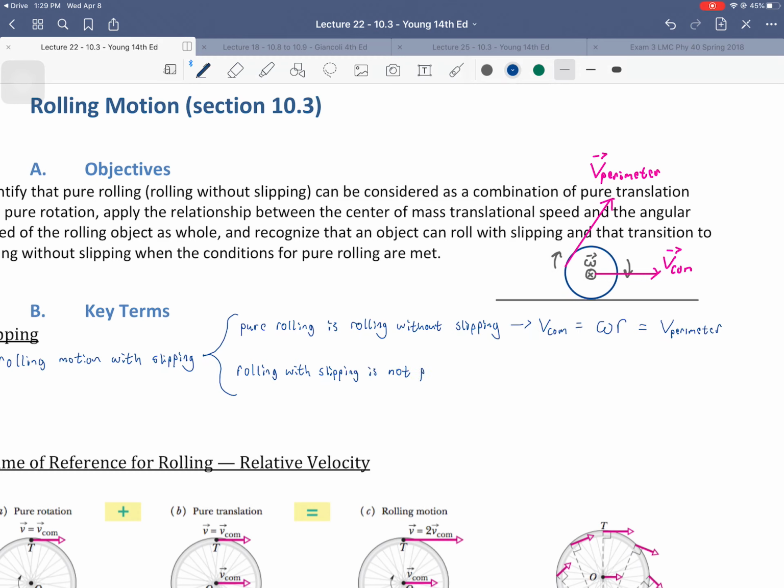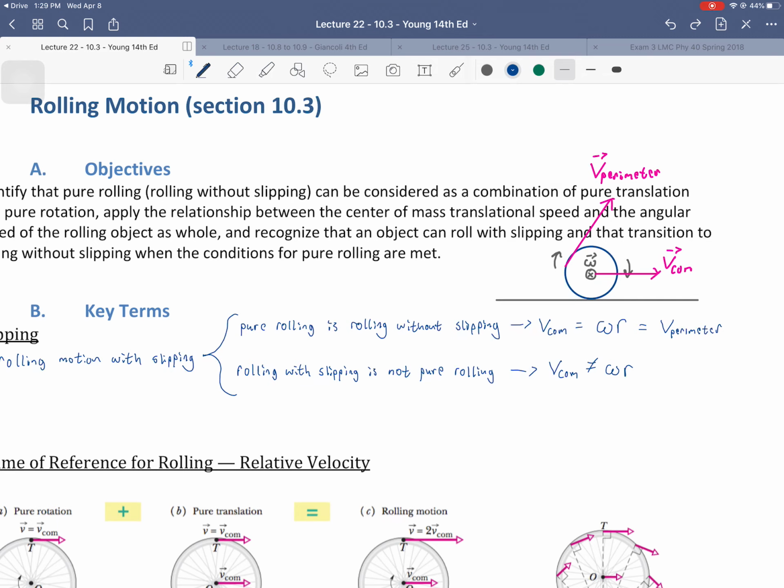Rolling with slipping is not pure rolling. So any rolling that is not pure rolling would be rolling with slipping. And in that case, v com, the translational velocity of the center of mass, in magnitude, does not equal omega r. Why might that be? Well, this could be an object that has a translational velocity where v com is larger than omega r or smaller. And we'll talk about both of those cases.